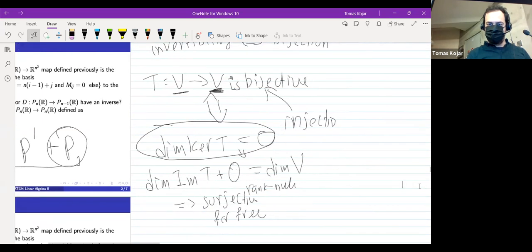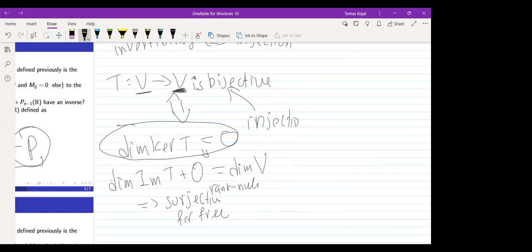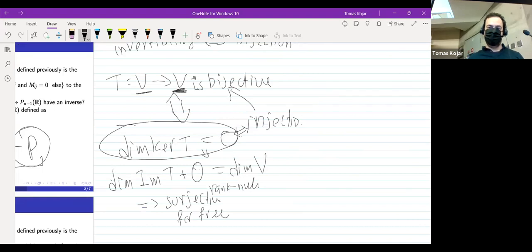Let's see. Injective means zero kernel. Can I just write that injective means the kernel is just zero, or do I need to do some proof for that? No, we proved that in class, so that's okay. We proved that injective is the same as the kernel being just the zero guy, which means by definition it has zero dimension. And then rank-nullity says this, right?